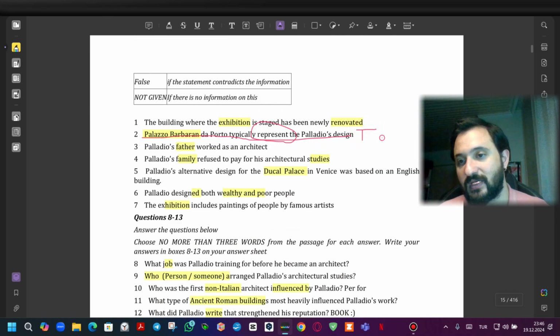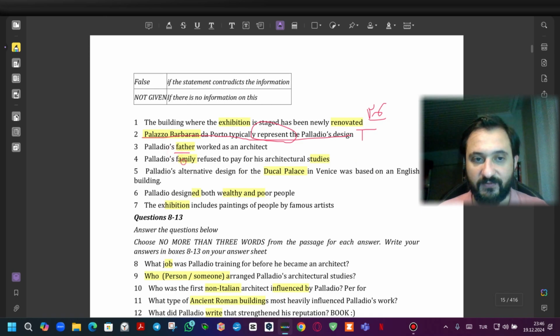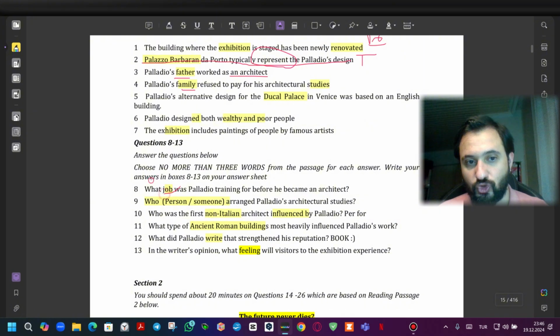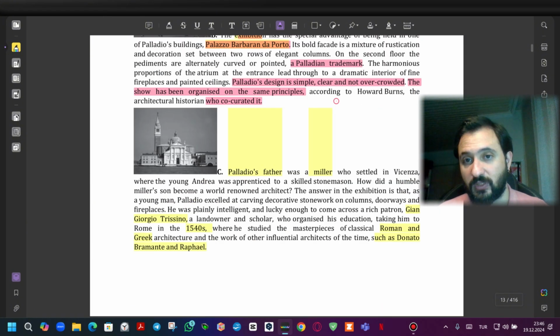So I found the answer to the second question, what I said to you. First one, not you. So third one, father, family. You need to find a job, and as well you need to find who is supporting financially.